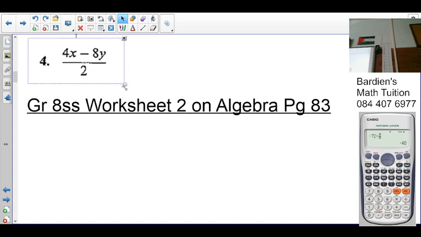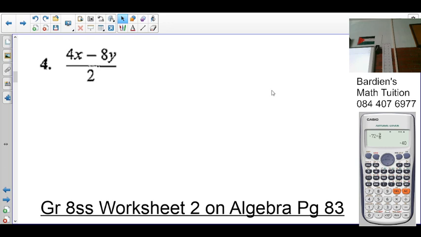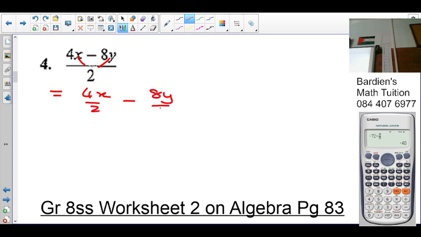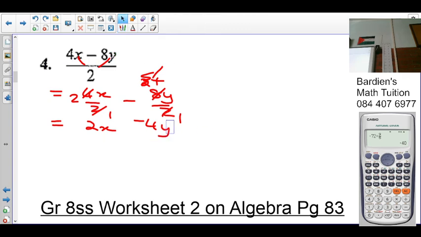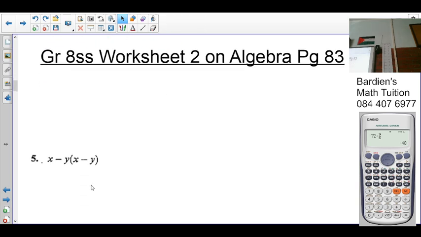Number 4. Is the numerator like or unlike terms? Unlike. So what do we do? We put each one over its own denominator. So it's 4x over 2 minus 8y over 2. 2 going into 2 once, 2 going into 4 twice, so it's 2x. 2 going into 2 once, 2 going into 8 four times. So it's going to be minus 4y. You all okay with that? You can't subtract unlike terms.